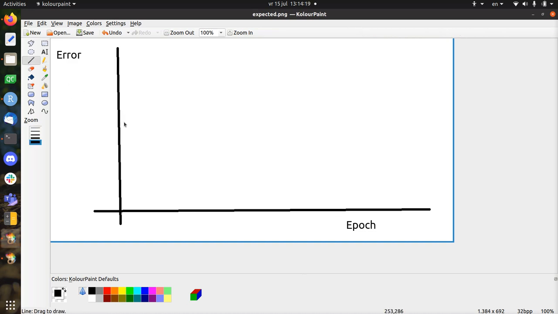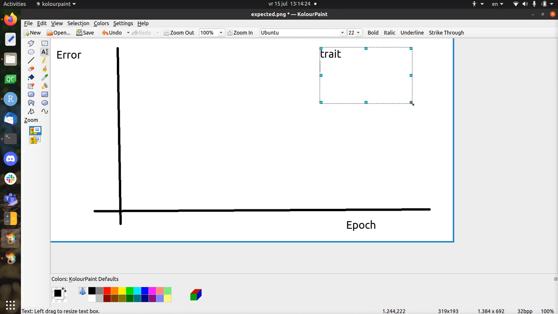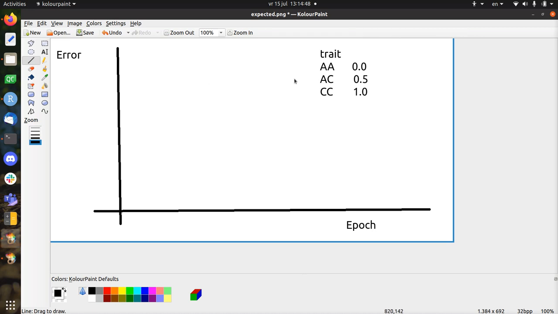So let's say I'm going to use a phenotype, a trait, that is, for example, X. For example, we have 3 possible genotypes, and let's say the trait is 0, 0.5, and 1.0, so this is a purely additive trait. In this case, I would expect, assuming that the predicted value will always be 0, the error to be somewhere, let's say here, the scale doesn't matter.